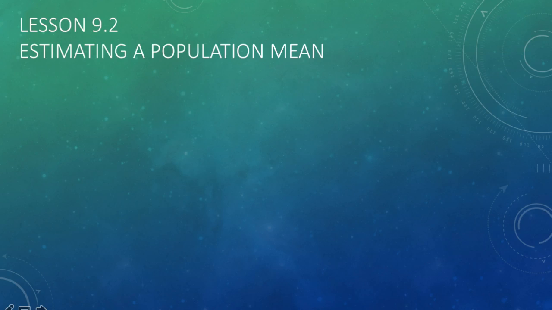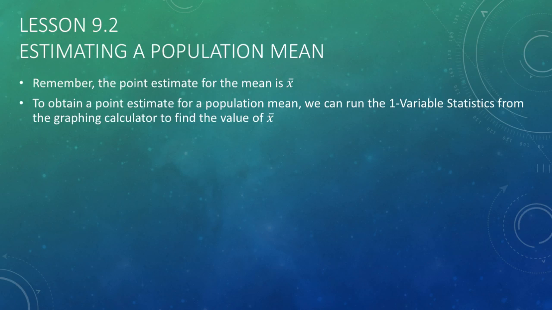So instead of having a point estimate of p hat, we're going to be looking at x bar. We're going to need a different standard deviation, all sorts of fun stuff. So starting with, I already said the point estimate is x bar. To obtain a point estimate for the population mean, we can use the graphing calculator and that one variable statistics function. So we'll enter all of the data values into a list and do one variable stats to get x bar.